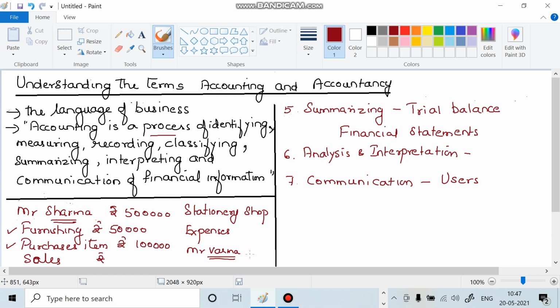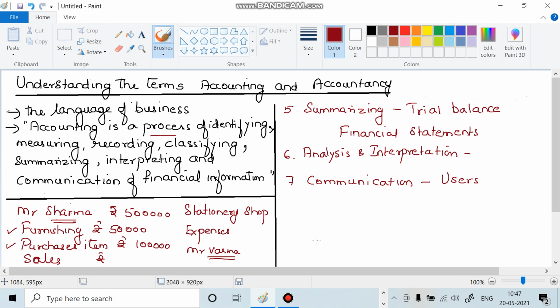So these are the 7 steps of the accounting process, and when these 7 steps are followed, we say that accounting has been done. Okay, so I hope it is clear now.